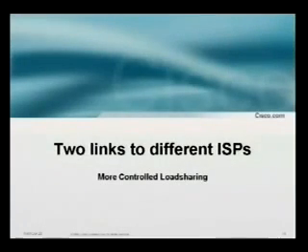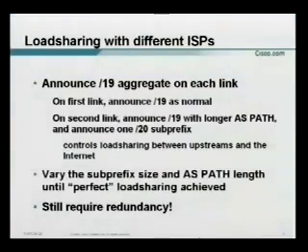Right, more controlled load sharing. Well, I don't know that this is more controlled, but this is another way of trying to do things. Again, we announce a /19. We're always announcing a /19. On the first link, we just announce the /19. We don't do anything else. On the second link, we announce the /19 with a longer AS path, for no particular reason, and we announce the one /20 sub-prefix. Basically what happens here is all the traffic for the single /20 will come on the second link, and all the other traffic, well, it may come in the first link or it may come in on the second link.